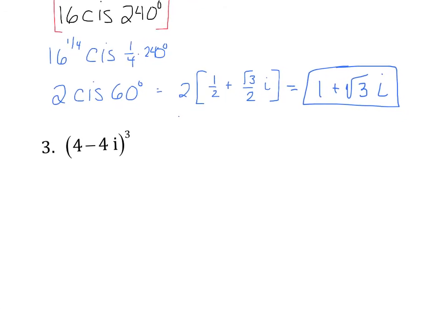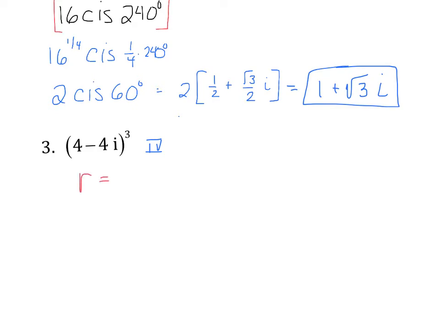Number 3, same idea. You've got to recognize that 4, 4. That's kind of nice. What quadrant is this going to be in? Good job. That is the 4th quadrant. So since both legs are the same, the angle, of course, is going to be what? Great job, 45. And the r value, if it's 4, 4, you got it, 4 root 2.